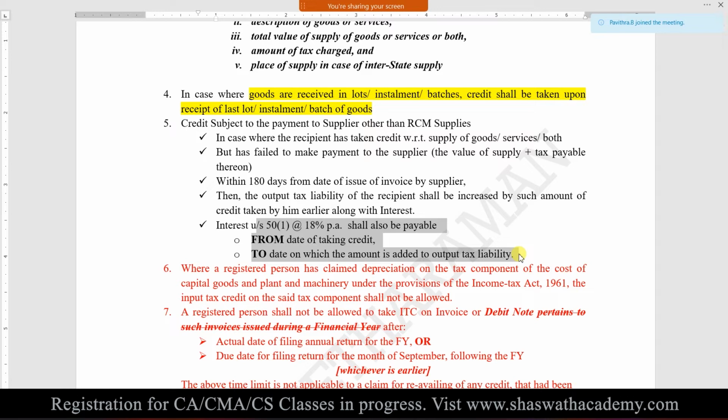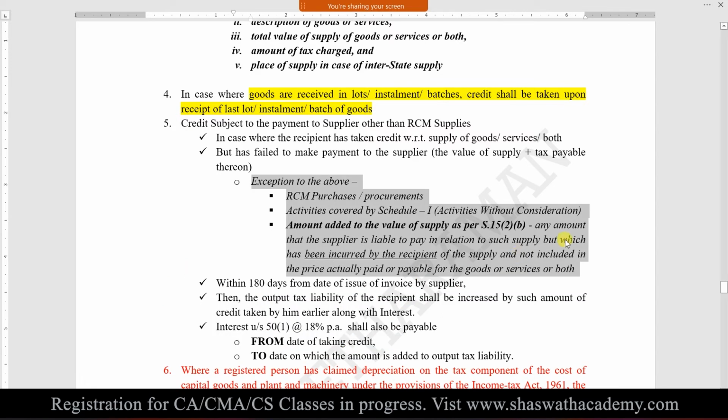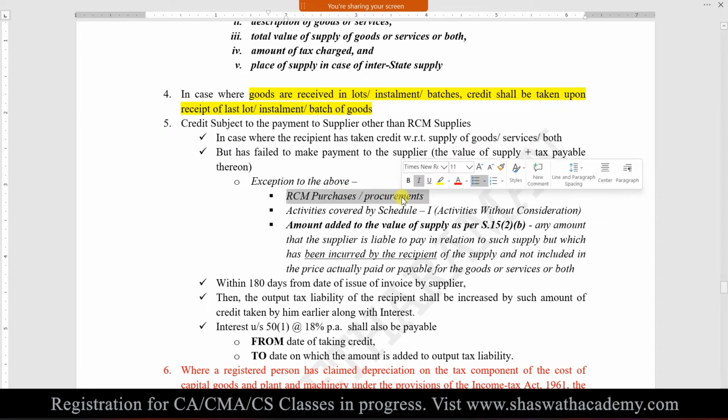But this provision of payment to the creditors within 180 days is not applicable to RCM. It's not applicable to Schedule 1 transactions. It is not applicable to obligations already settled. Let us apply common sense. Point number 1, RCM is excluded, which is really cruel. They should have included the RCM also, but somehow they have excluded it.